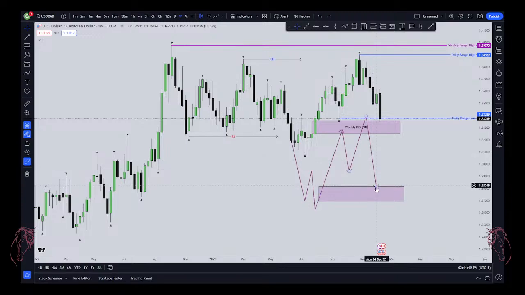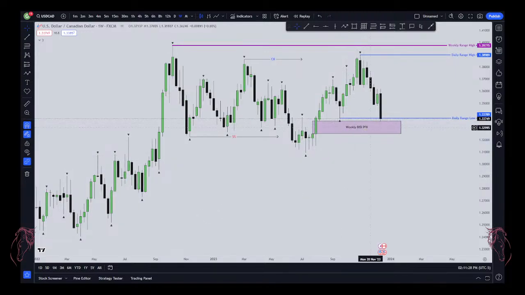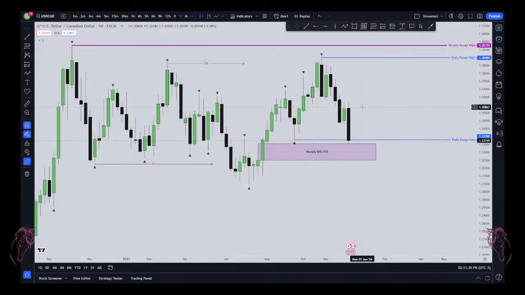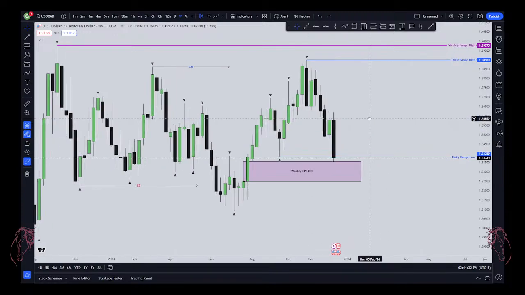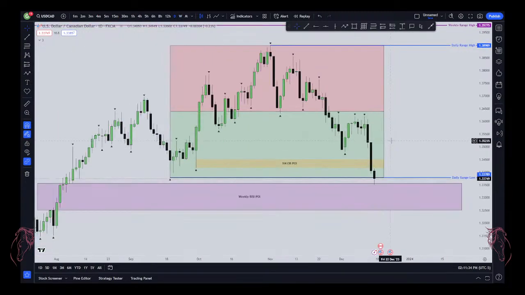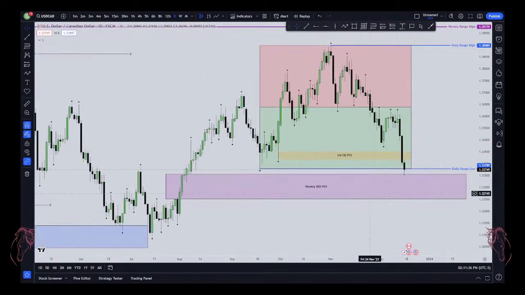It tapped into our weekly busy area of interest, which is this fair value gap right here. So we did tap into it. Now what I'm anticipating price to do next week is consolidate a little bit in this area.